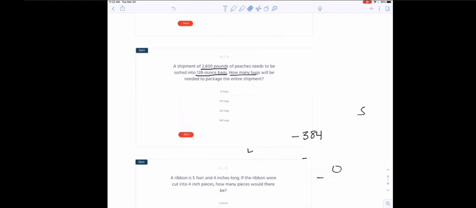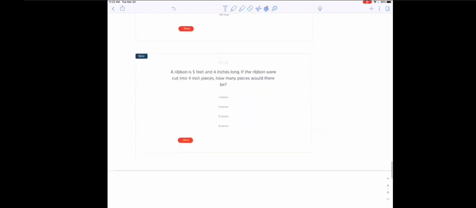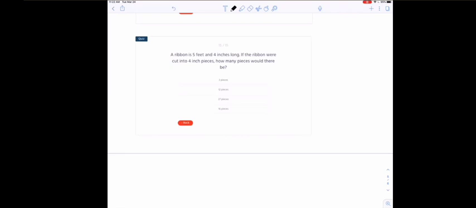Okay, hopefully you are now a rate expert. When you're ready, let's move on to number 15. It says, a ribbon is 5 feet and 4 inches long. If the ribbon were cut into 4-inch pieces, how many pieces would there be? Okay, we are looking for 4-inch pieces. Sorry. 4 inches is 1 piece. How many pieces will 5 feet 4 inches be? Problem here is this is inches and this is feet and inches. So we convert this to inches.